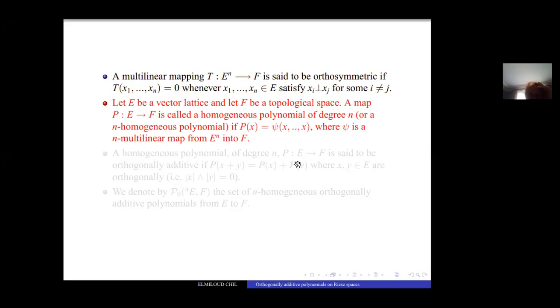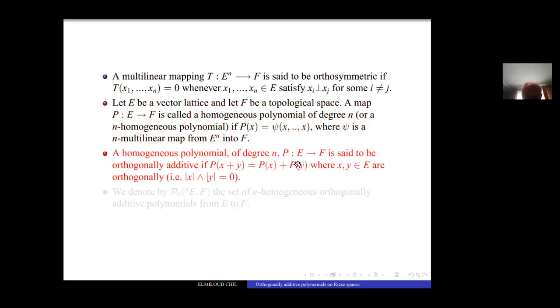The definition of homogeneous polynomials of degree n is as follows: P(x) is given by a multilinear map from E^n to F. A homogeneous polynomial of degree n is said to be orthogonally additive if we have P(x plus y) equal to P(x) plus P(y) if x and y are orthogonal elements. We denote the space of all n-homogeneous orthogonally additive polynomials by P_o(^nE, F).